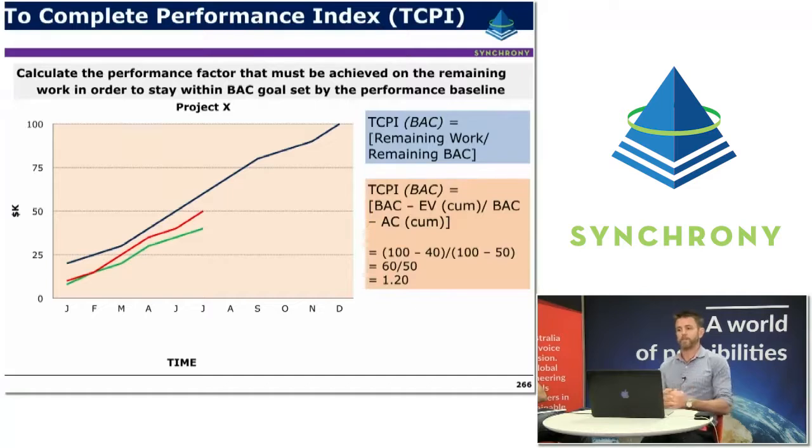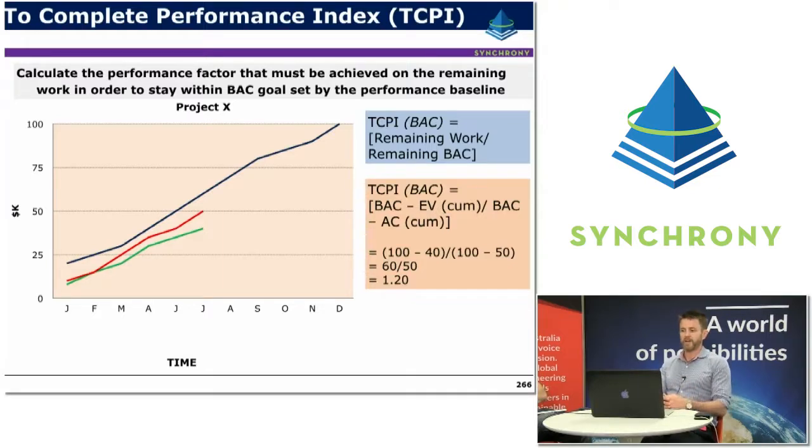The To Complete Performance Index, which is the index that we spoke on a little bit earlier. The goal here is to calculate the performance factor, or the TCPI, that must be achieved on the remaining work in order to stay within the budget at completion goal set within the PMB. So once again, the TCPI based on the budget is the remaining work divided by the remaining budget, or the budget less the actual cost to date.